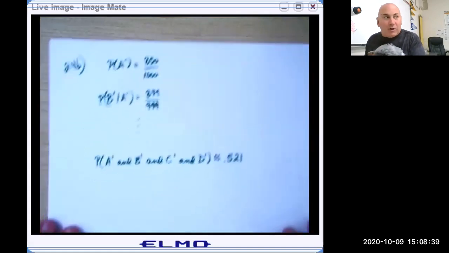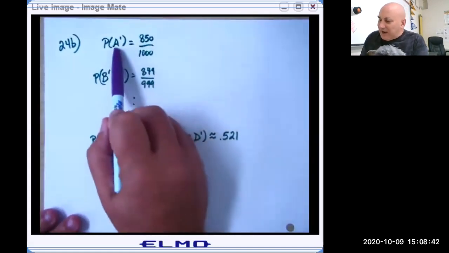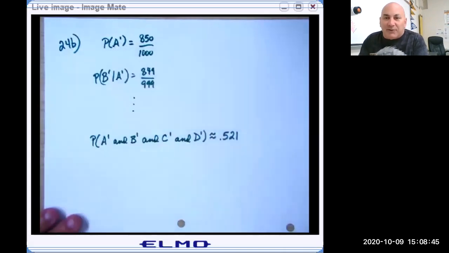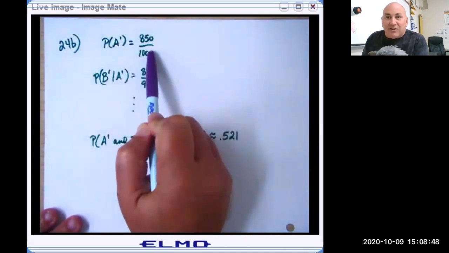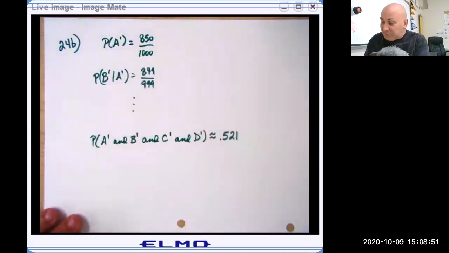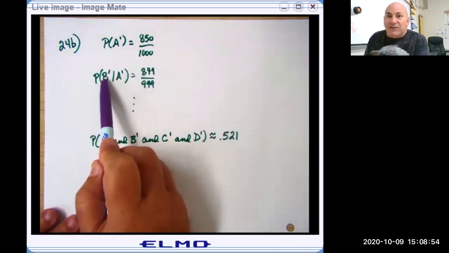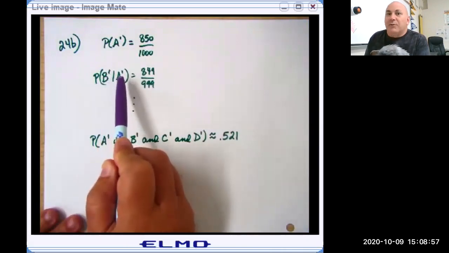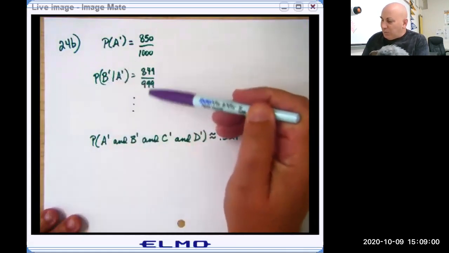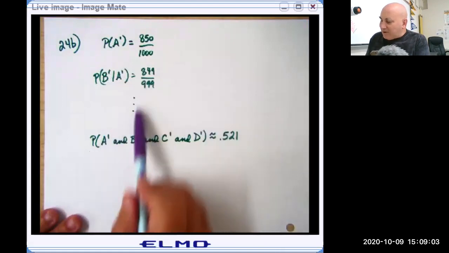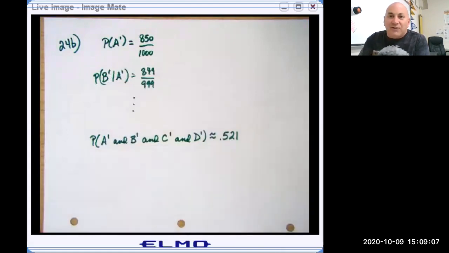Now, question B says, what is the probability that none of the adults is confident? None of those 4. Well, that means the probability of A prime, if A was the probability that the first person is confident, A prime is 850 out of 1,000. Again, without replacement, what is the probability that the second person is not confident, given that the first person was not confident? And we keep doing that in that pattern, and then multiply the numbers together, so there's slightly over 52% chance that none of the 4 people that we chose would be highly confident.